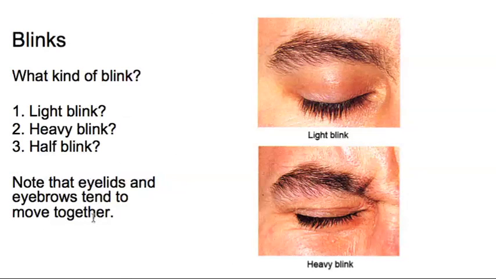So there are a number of different kinds of blinks. You can have a light blink, a heavy blink. You can even have a half blink. If you watch dogs, they tend to only half blink. And one important thing to get right is that if you're going to animate a blink, you want to animate the brows as well. Nothing looks weirder than the lids on a character closing, but no motion in the brows. So you should always have brows and lids working in unison.